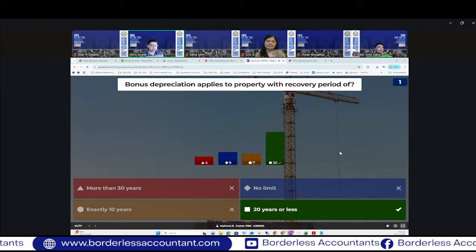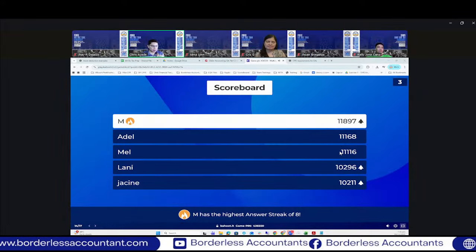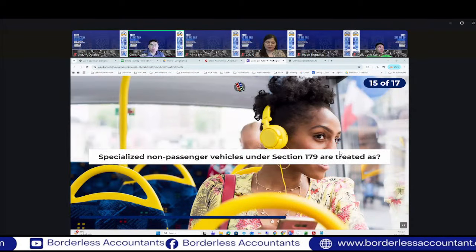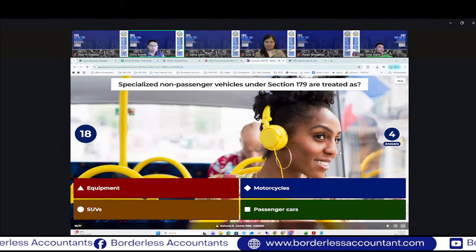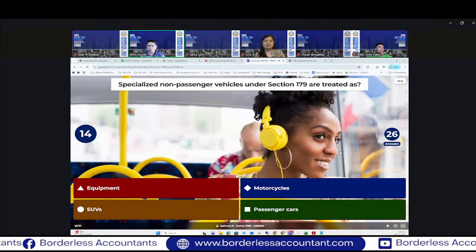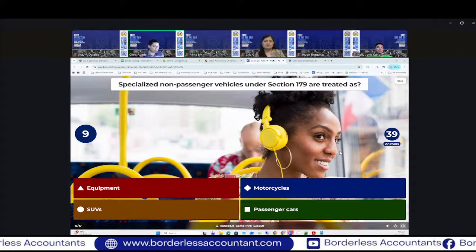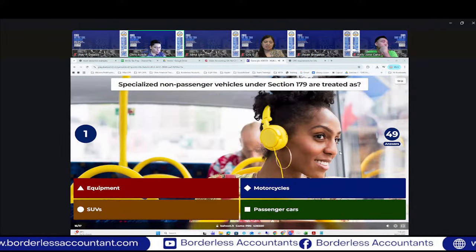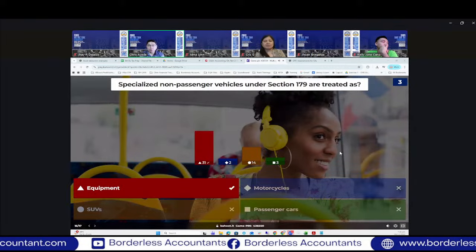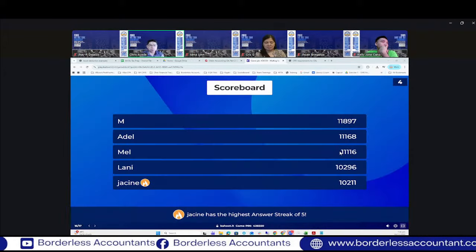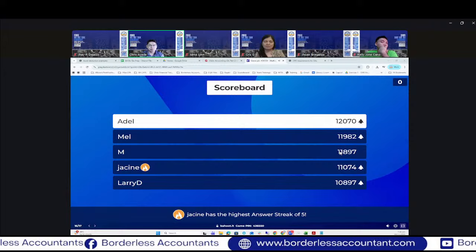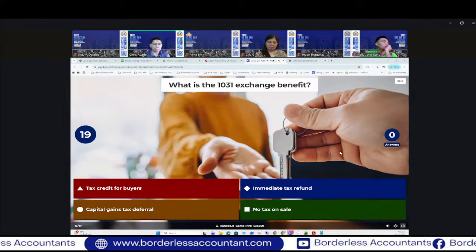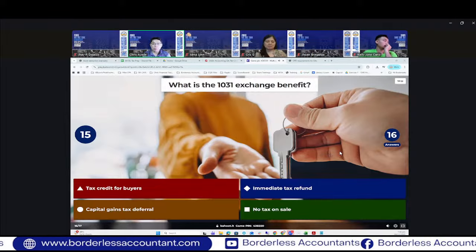The same thing for Section 179, yung 20 year or less lang. Bill, back on top. Last one yan.